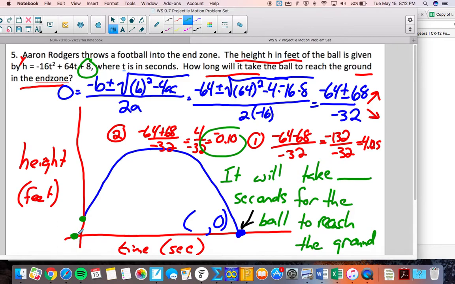That doesn't make sense. That's not the answer to the question. The answer to the question is when the ball is at 4.125 seconds. That makes more sense for this location right here.